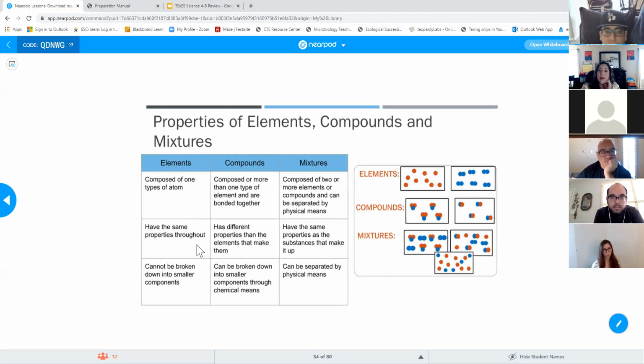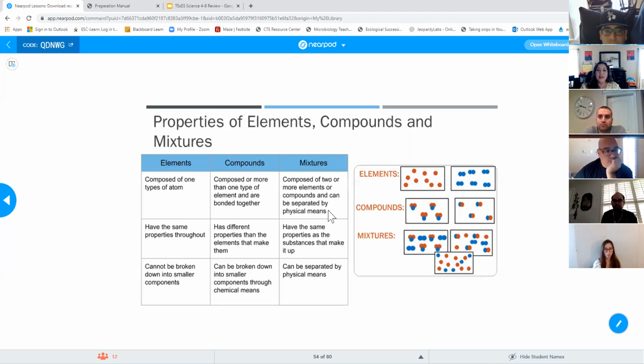A mixture is going to be made up of 2 or more elements or compounds, and it can be separated by physical means. What I mean is maybe I could sift it, maybe I could use a magnet, maybe I could evaporate something out of it, or I could boil something out of it. That's going to be how I can separate a mixture.